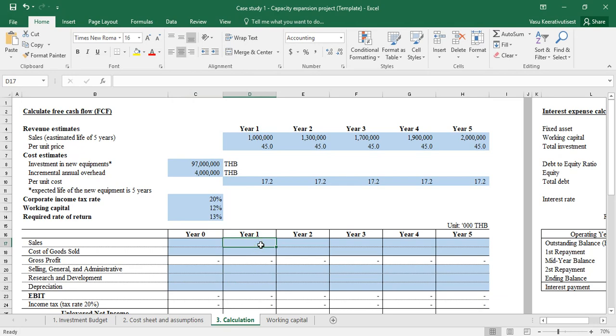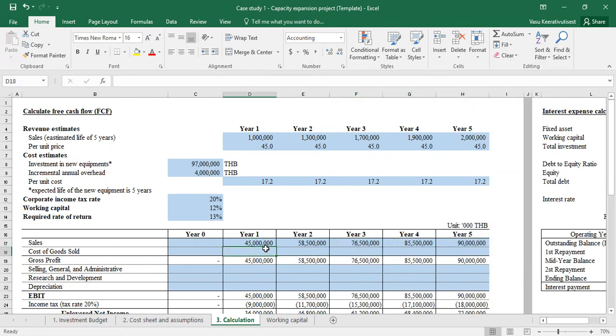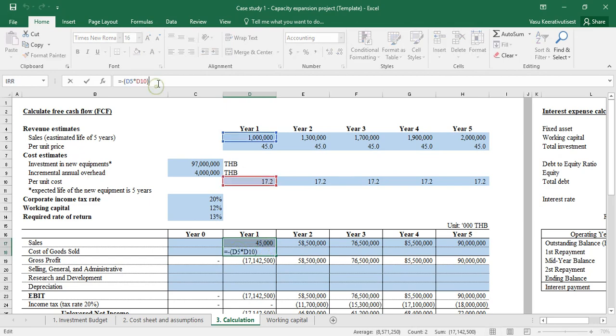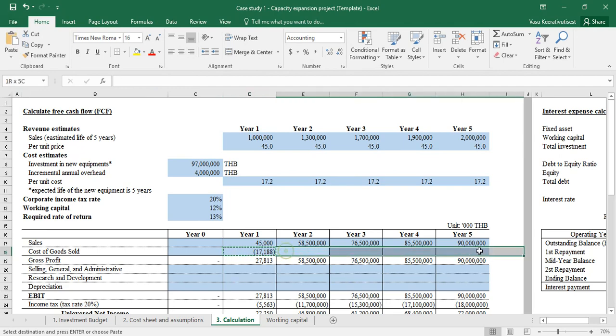Then we're going to work on the sales row. It is equal to the sales volume multiplied by this unit price. You copy and paste the function. In terms of cost of goods sold, it is equal to this one multiplied by this one. But be careful, have a look here. The unit is mentioned in terms of thousand, so you need to divide it by 1,000. Here also divided by 1,000. Copy and paste the function.